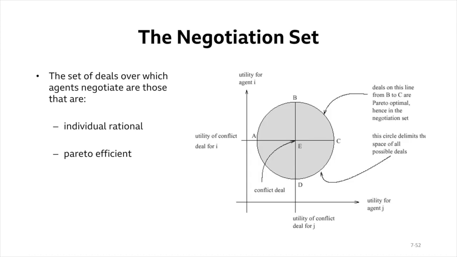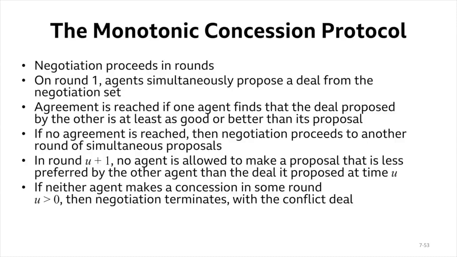Okay, so now we know what the agents are going to negotiate over. They're only going to be allowed to make proposals which correspond to deals on that line from B to C. The basic rule of the protocol is that we're going to rule out any other proposals that they might wish to make. Okay. So now let's look at an actual proposal, and this is a monotonic concession protocol.